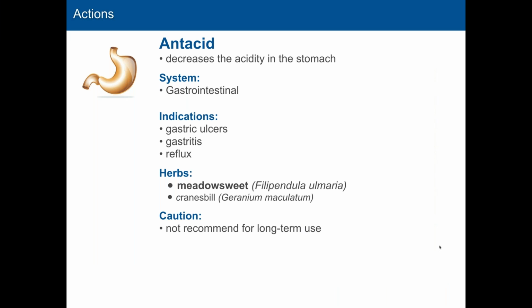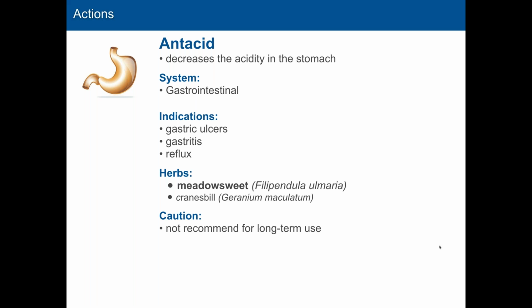Antacids. There's a few herbs that I know that have a documented antacid effect. The classic archetypal antacid herb is meadowsweet, and meadowsweet appears to inhibit acid in the stomach. It's used for stomach ulcers, heartburn to some degree as well. It's pretty safe to take.